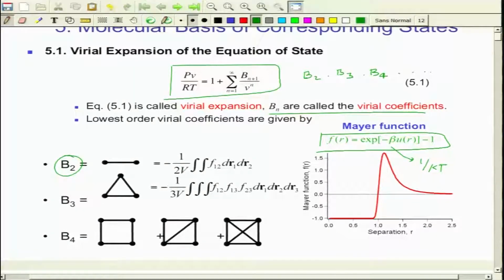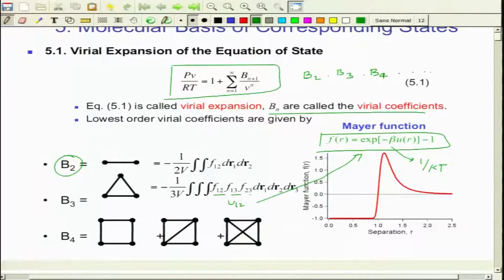You can extend this without going into the details. B3 has 3 Mayer bonds, where 1 2 means that we are considering U12 in this expression, and similarly B4 will have contributions from 3 different types of clusters containing 4 particles having Mayer bonds as depicted in this solid line here.